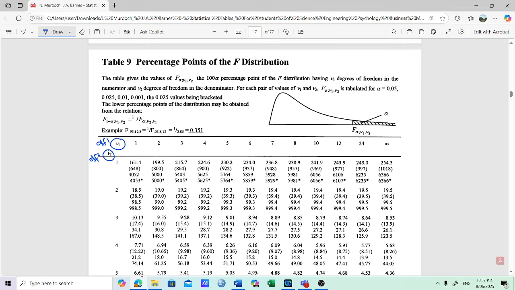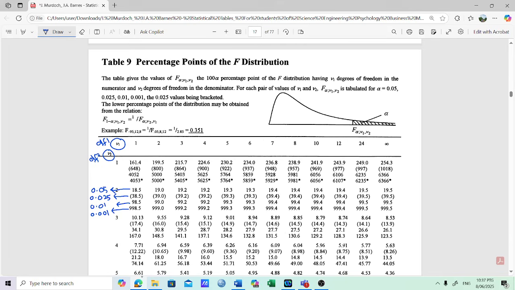You can see here that each block has 4 different values, which imply 4 different alpha values. For example, the top one is for alpha 0.05. Second, the value in the bracket is for alpha 0.025. The third one is 0.01 and the bottom value is for alpha 0.001.